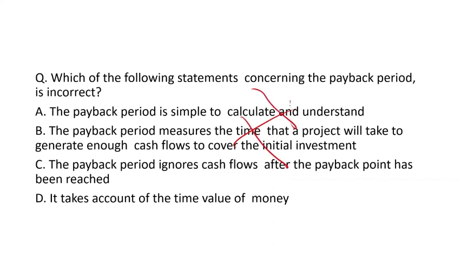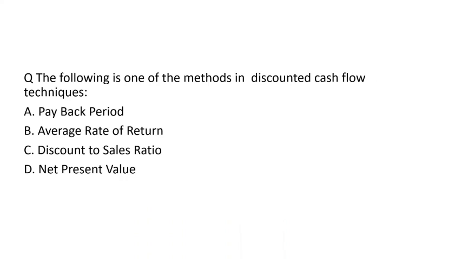So 1, 2 and 3 will be neglected. Option number D is the right answer, because the time value of money is not considered in the payback period method, because the payback period is a non-discounted technique or traditional technique. Option number D is the right answer.